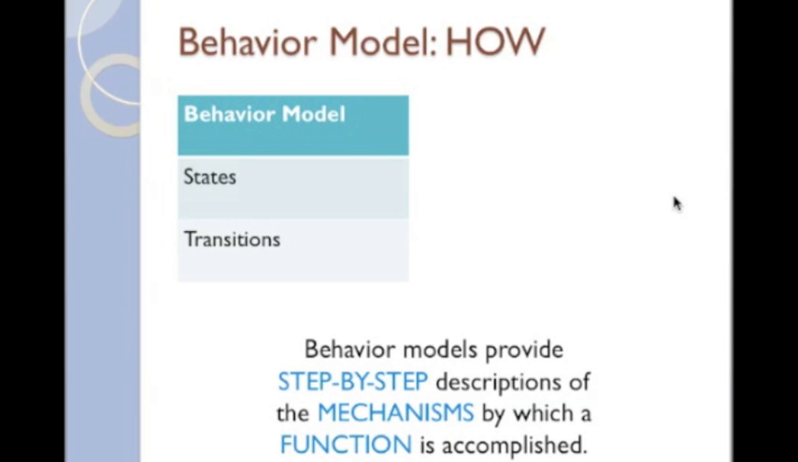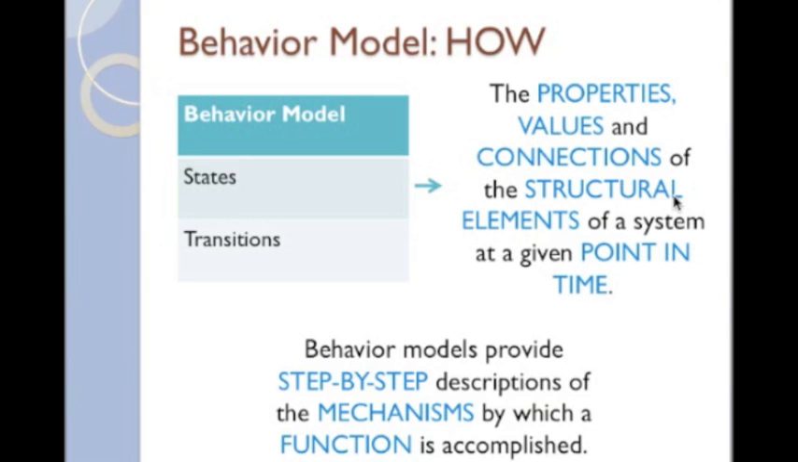Just like the beginning and objective states in the function model, a state in the behavior model is a description of a system in terms of properties, values, and connections of the structural elements of that system for a snapshot in time. Whereas states describe the system at a point in time, transitions tell us why the system moves from one state to another. Using states and transitions, the behavior model tells the story of how the function changes the system from the initial state to the objective state.